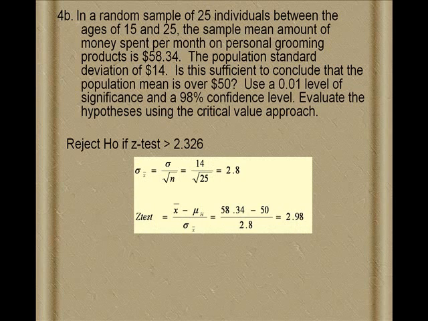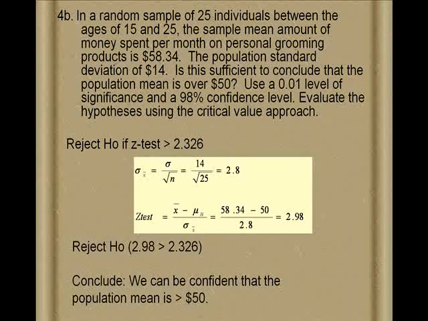Since we're doing a hypothesis test, we need to calculate first the standard error, which is the standard deviation, in this case the population standard deviation sigma, divided by the square root of n. That comes out to be 2.8. And then our z-test is equal to the statistic x bar minus the hypothesized mean over the standard error. And that all comes out to be 2.98, which of course is greater than 2.326. So we're going to reject H0 and conclude that we can be confident that the population mean is over $50.